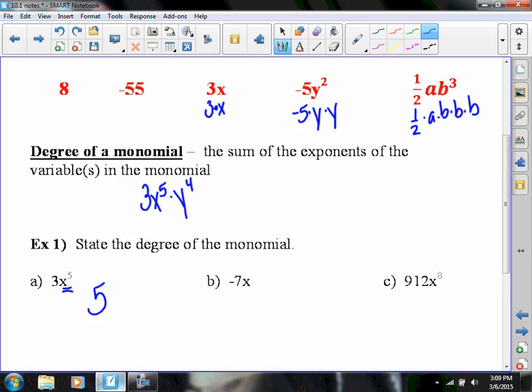For part B, I do have another monomial, negative 7 times x. I want to look at the variable, and the degree on the variable, which is a 1. So that's going to be the degree of my monomial. And for the 912 x to the 8th, again, I'm just going to look at the x to the 8th, and that exponent is an 8. There aren't any other variables being multiplied with that, and we don't have any other exponents to add together. So basically, if it's just a monomial, you look at the exponent that's on the variable.